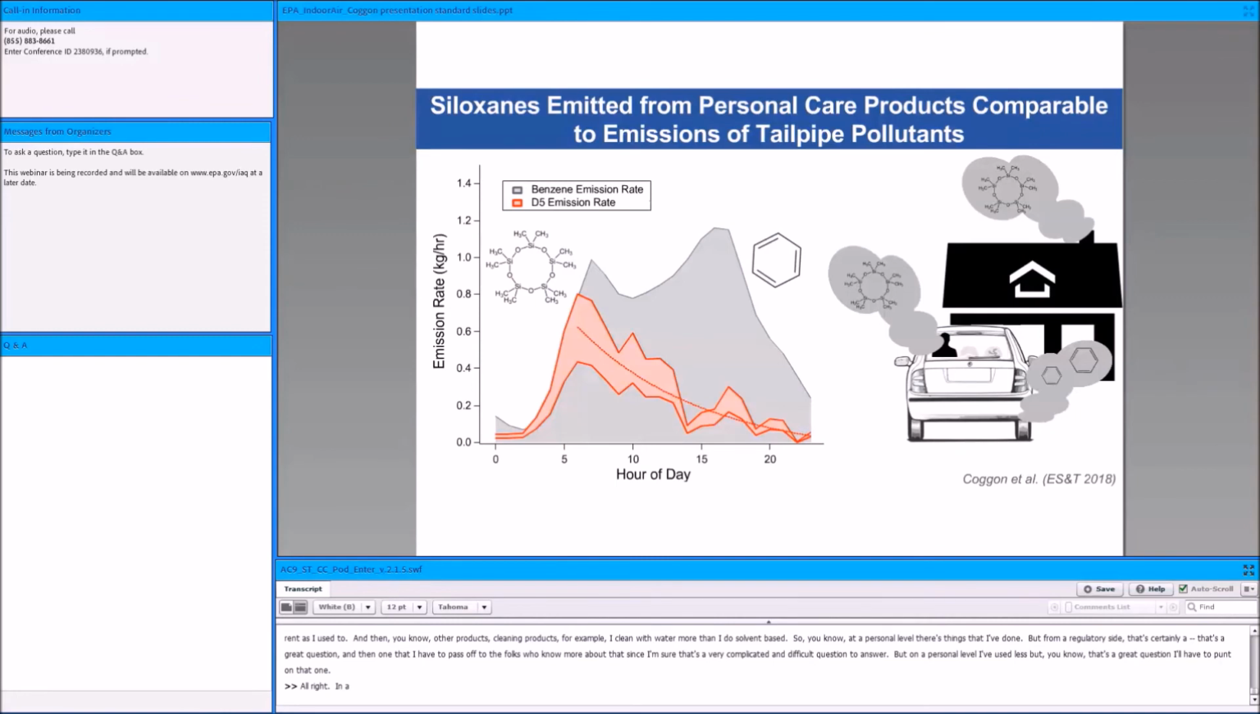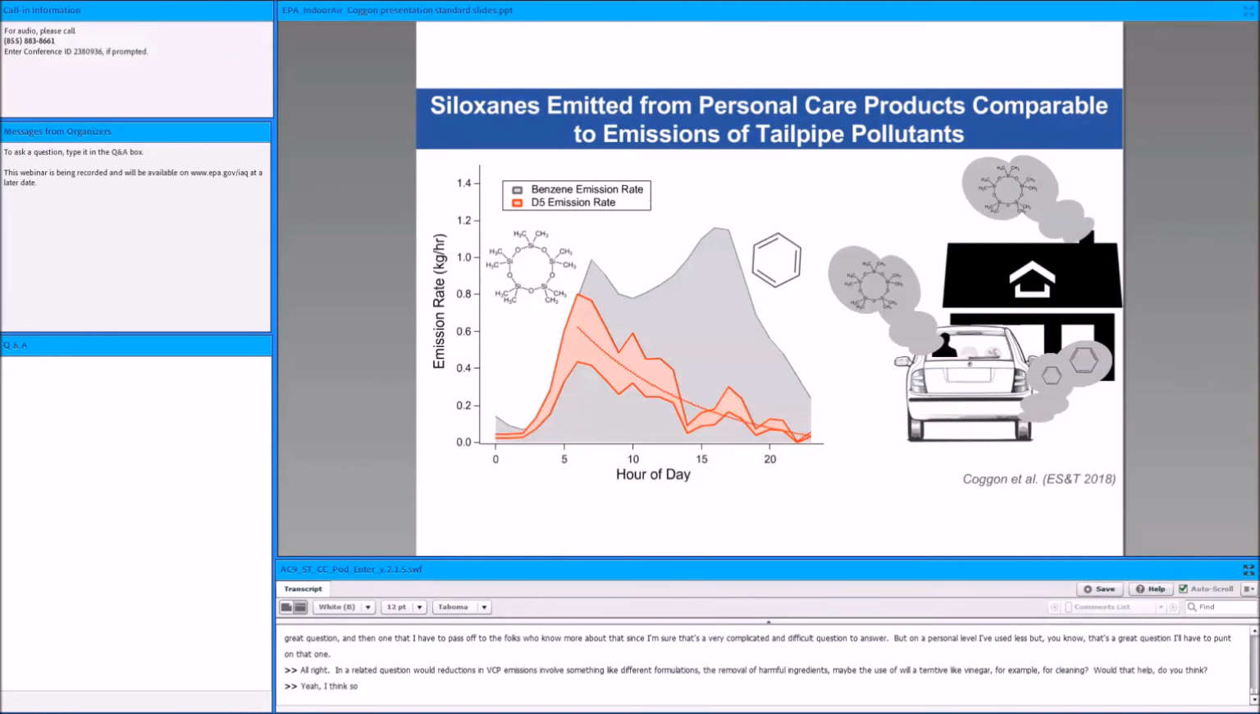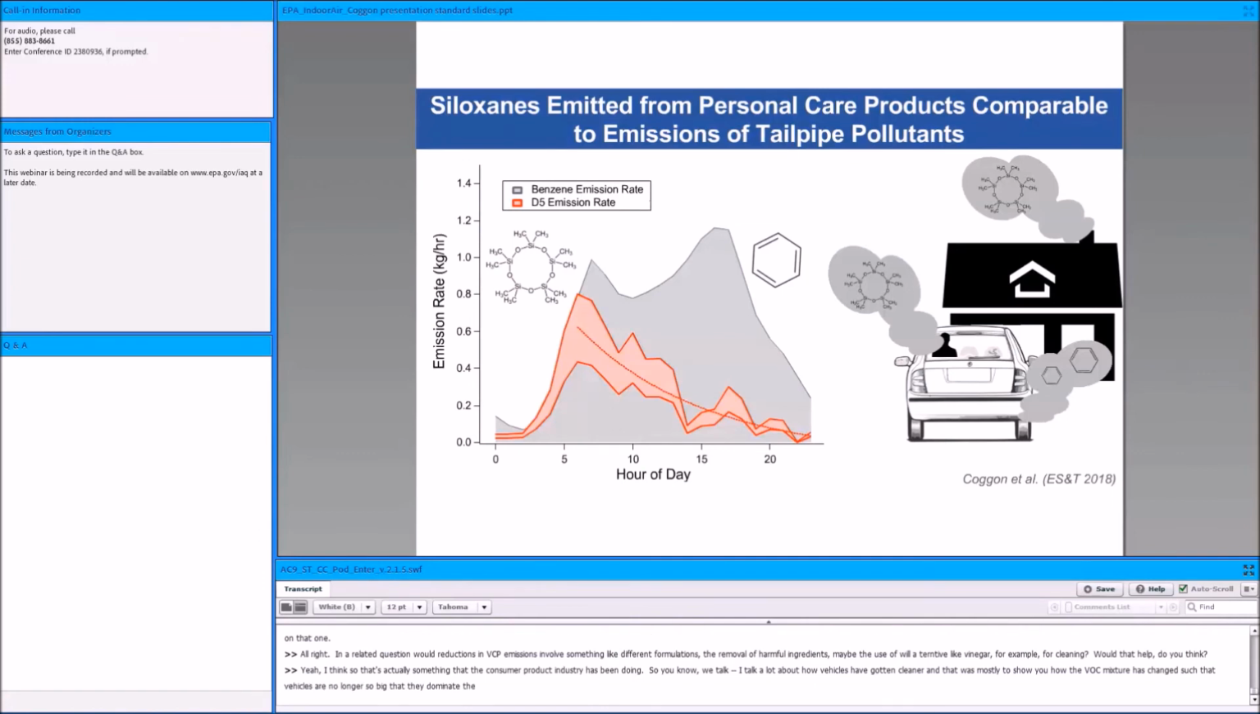And a related question, would reductions in VCP emissions involve something like different formulations or removal of harmful ingredients, maybe the use of alternatives, like vinegar, for example, for cleaning? Would that help, you think? Yeah, I think so. That's actually something that the consumer product industry has been doing. I did talk in this presentation a lot about how vehicles have gotten cleaner, and that was mostly to show you how the VOC mixture has changed such that vehicles are no longer so big that they dominate the signal that you would measure in an urban environment. They've gotten to a point where now you can start to see these VCPs as being important. But manufacturers have also done a lot of work to reduce their impact in VCPs as well.